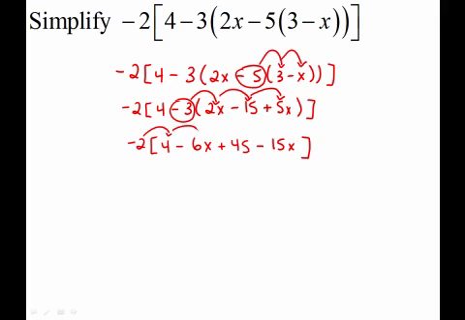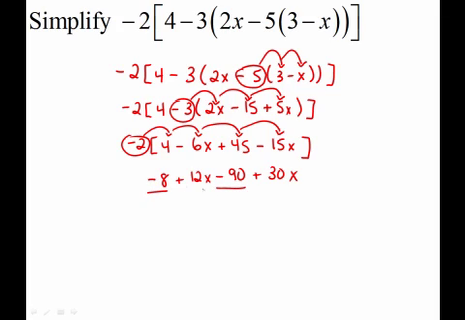Again, I see I can distribute here. So I'm at negative 8, again distributing the negative sign, plus 12x minus 90 plus 30x. And then last but not least, combine like terms. So I have the minus 8 and the minus 90 and the 12x and the 30x.